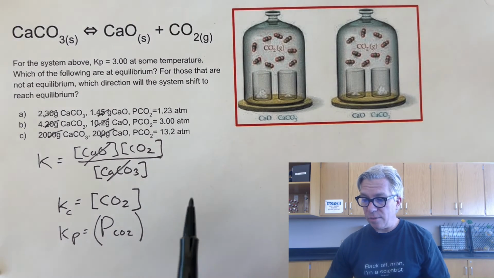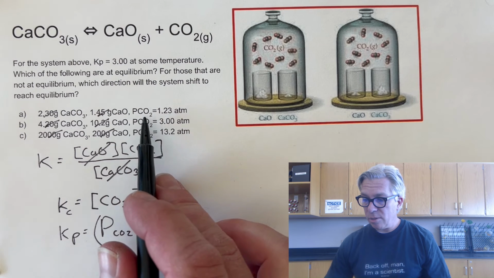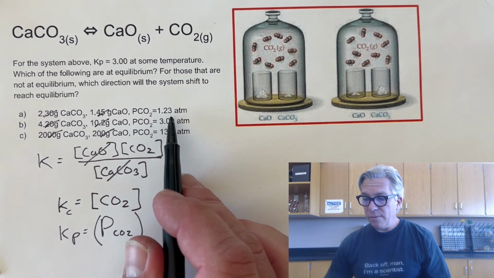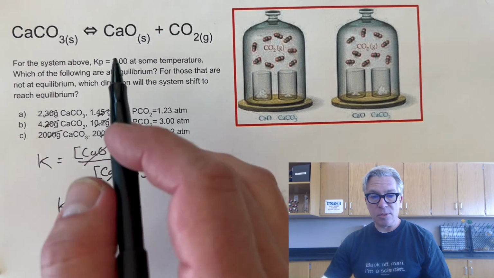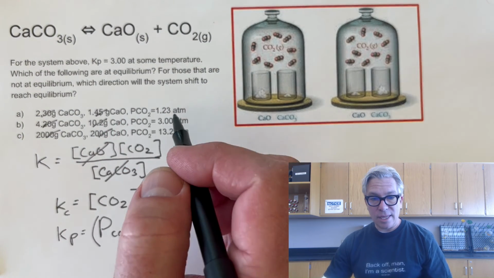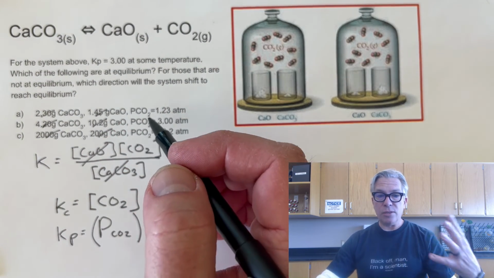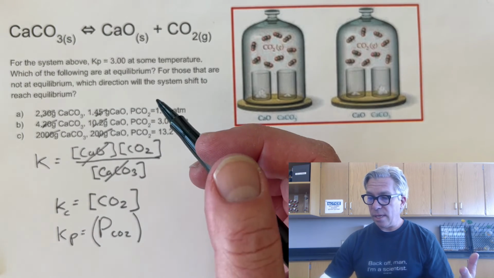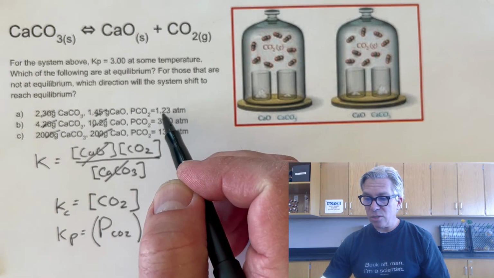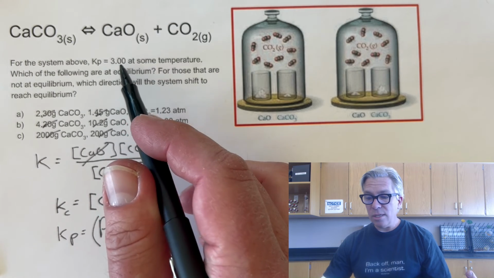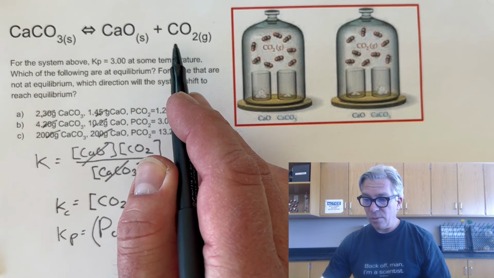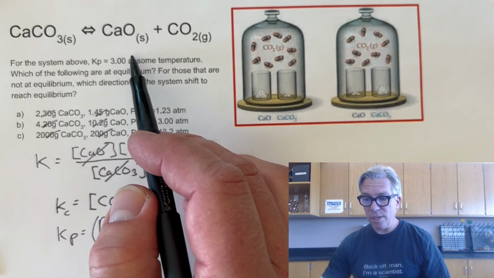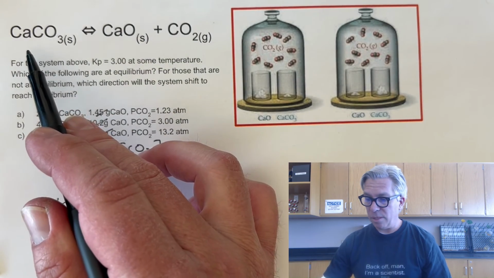So all you really need to do is say to yourself, oh, what's the current pressure of CO2? What if it's 1.23 atmospheres? Well, Kp says it's supposed to be 3, and that's less than 3. And so when we do our reaction quotient, we say to ourselves, oh, right now it's got less pressure than it should, so the equilibrium is going to shift to the right to produce more CO2, and that will increase the amount of calcium oxide present and decrease the amount of calcium carbonate present.